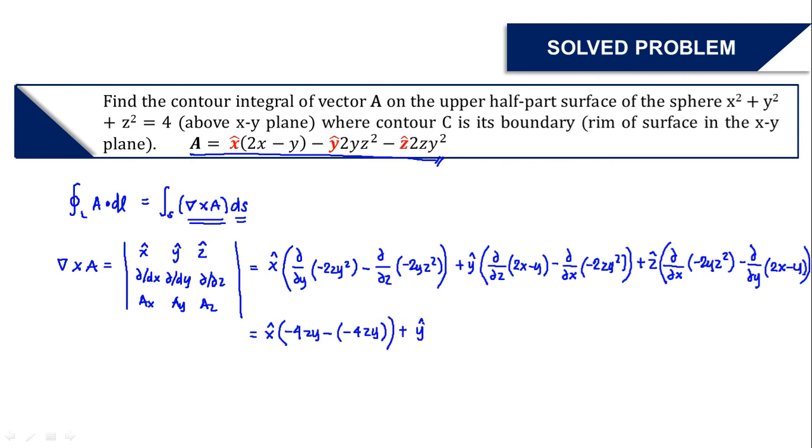Plus, Y hat, dito na naman tayo, with respect to Z, walang Z yan, so 0, minus, partial derivative nito with respect to X, 0 ulit yan, plus, Z hat, ito naman, partial derivative ng negative 2YZ squared with respect to X, pagandahan dyan 0 yan dahil wala namang X, minus the partial derivative with respect to Y ng 2X minus Y, which is, so, minus negative 1.